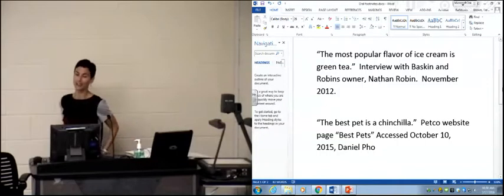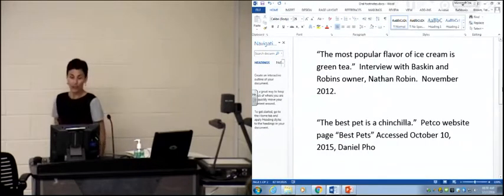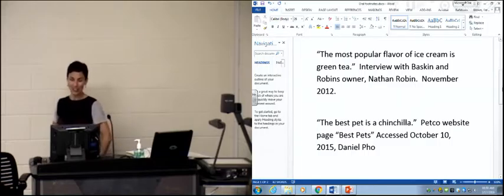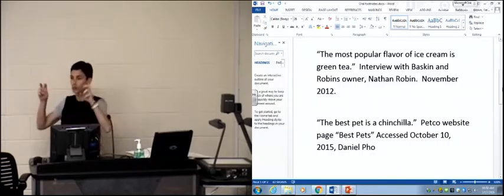The most popular flavor of ice cream is green tea. In an interview with Baskin & Robbins owner Nathan Robin, November 2012, author would be Nathan, title would be an interview, date November 2012. Second choice is the best pet is a chinchilla, found on the Petco website page titled Best Pets, accessed October 10th, and the author is Daniel Foe. All right? You write word for word on the piece of paper in front of you, author, title, and date in an oral footnote, exactly what you would say.